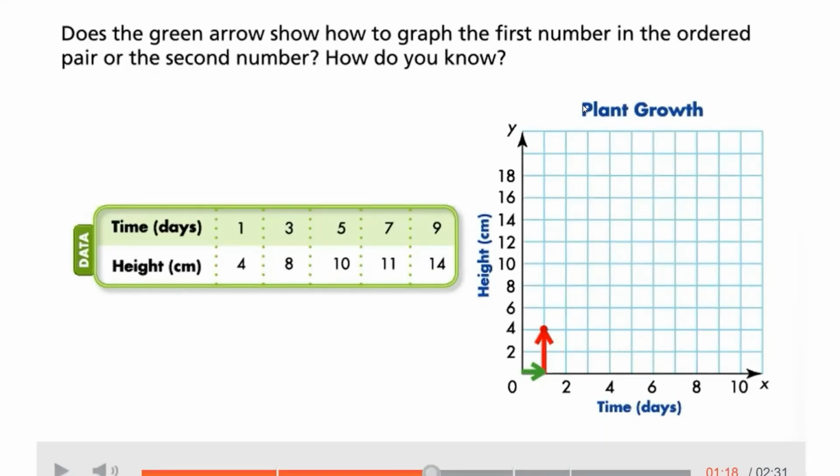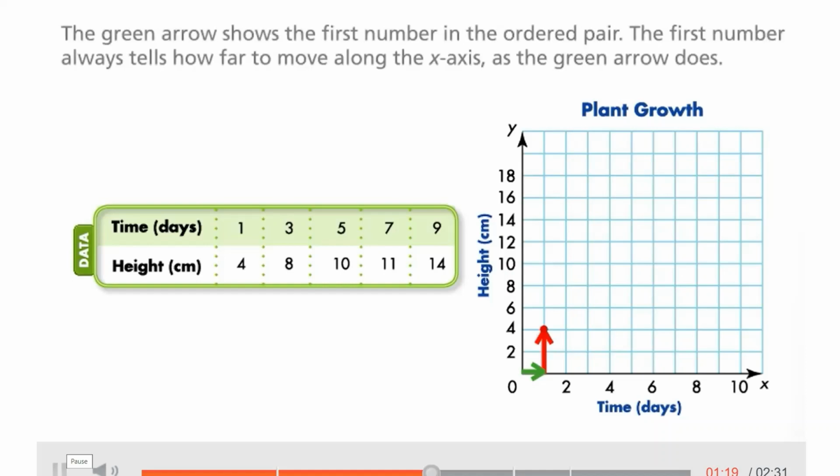Now the green arrow shows us how we move along the x-axis. So the x-axis shows you the x coordinate, and you're going to be looking at the first number in your ordered pair. So your green arrow is going to show your first number in your ordered pair, which is your x coordinate. The green arrow shows the first number in the ordered pair. The first number always tells how far to move along the x-axis, as the green arrow does.